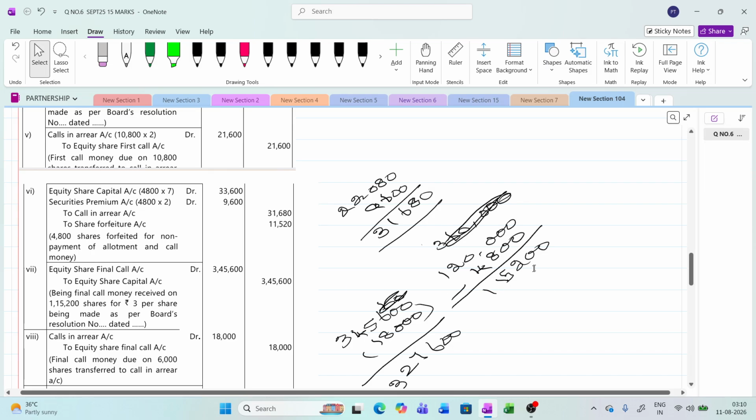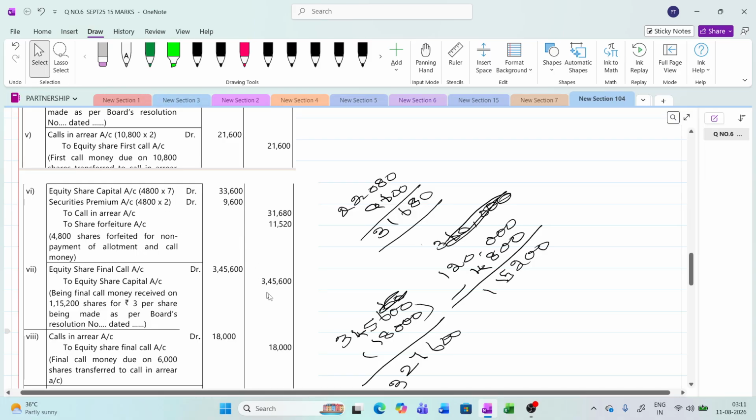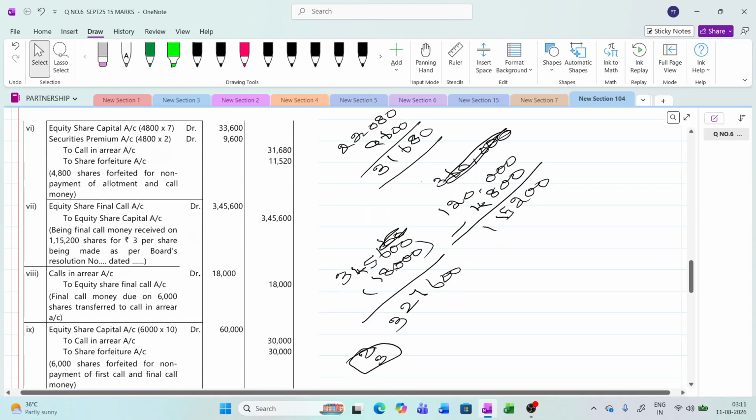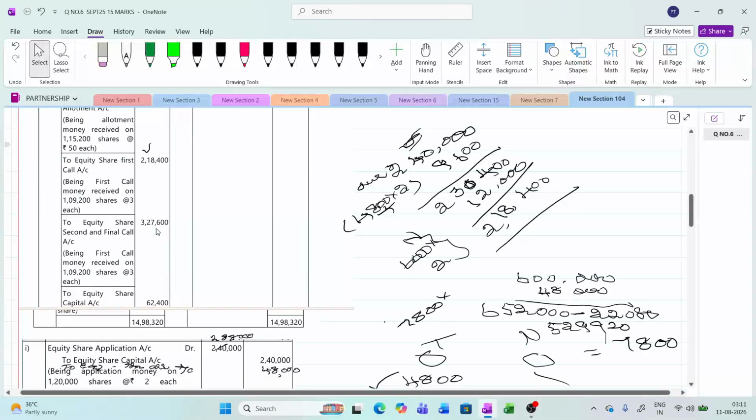Only we will call for 115,200 shares. Here it is given: 115,200 shares at the rate of 3 rupees will become 345,600. Now, how much will be received in the bank account? Only for those shares excluding the 6,000 shares, because they are already forfeited. 6,000 into 3, 18,000 will not be received. So only 3,27,600 will be received in your bank account. It is very easy, the equity share second and final call account.